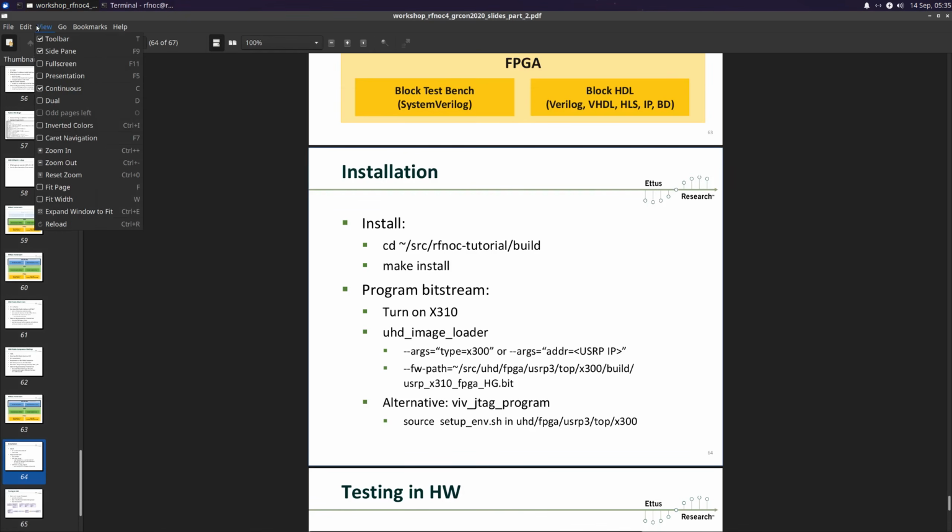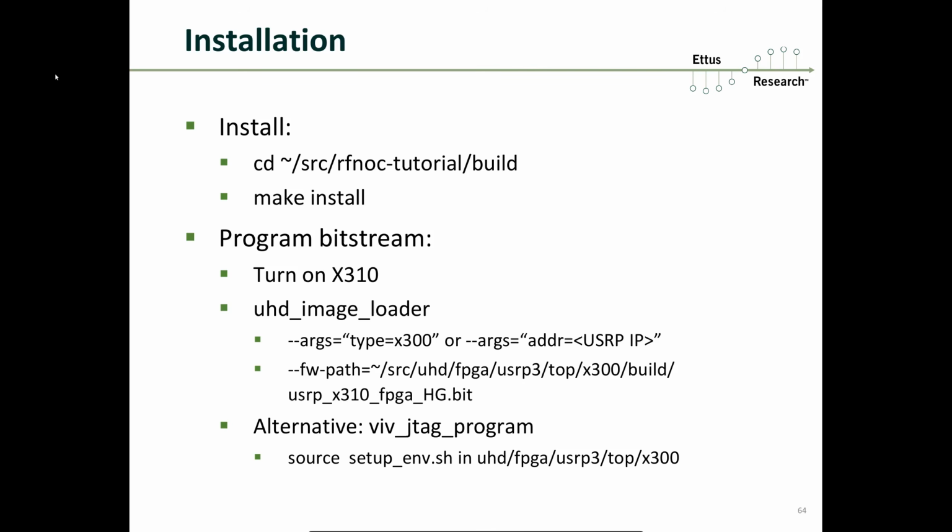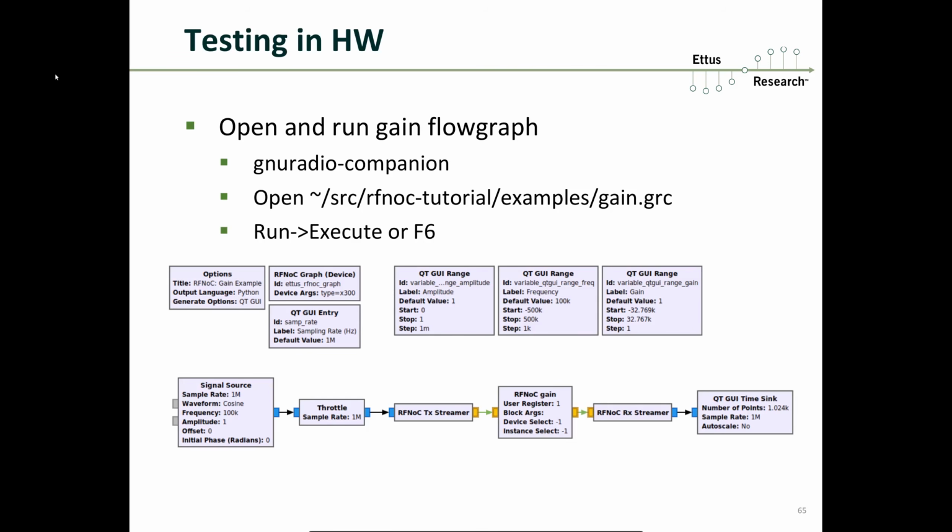So for our next step, what we'll do is test our block in hardware. We're going to open up GNU Radio Companion and load our gain.grc file, our example gain flow graph that was generated by rfnocmodtool. What I expect to see is a signal source coming in, going through a gain block, and then being plotted on a time sink. So we should see a sine wave whose gain we can adjust using our rfnoc gain block.